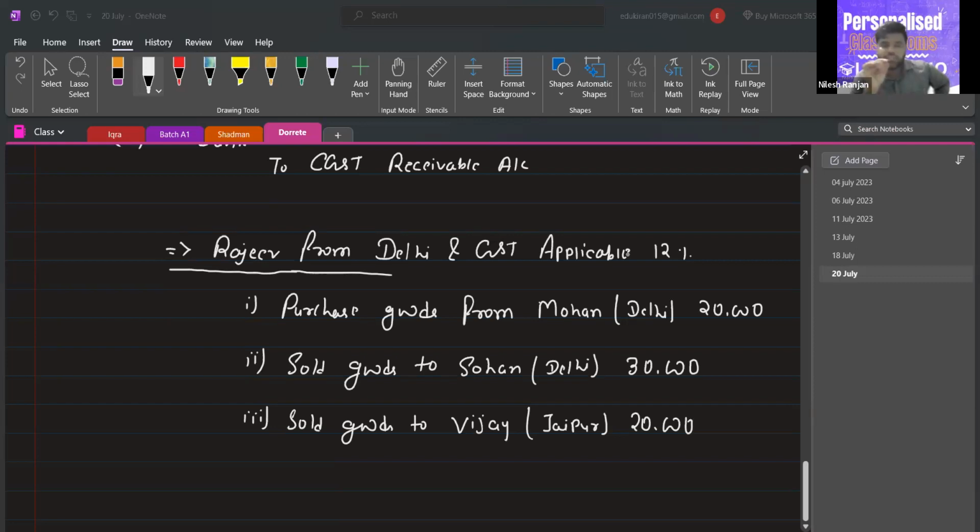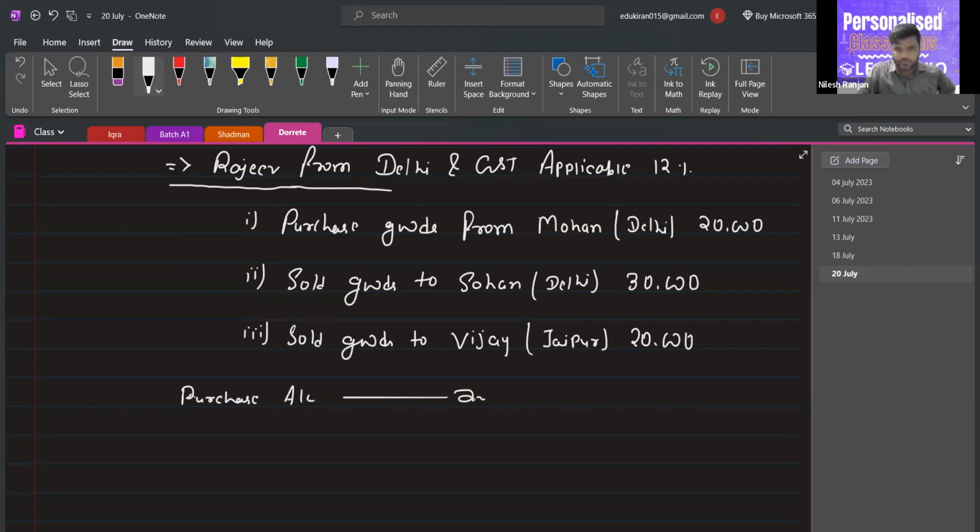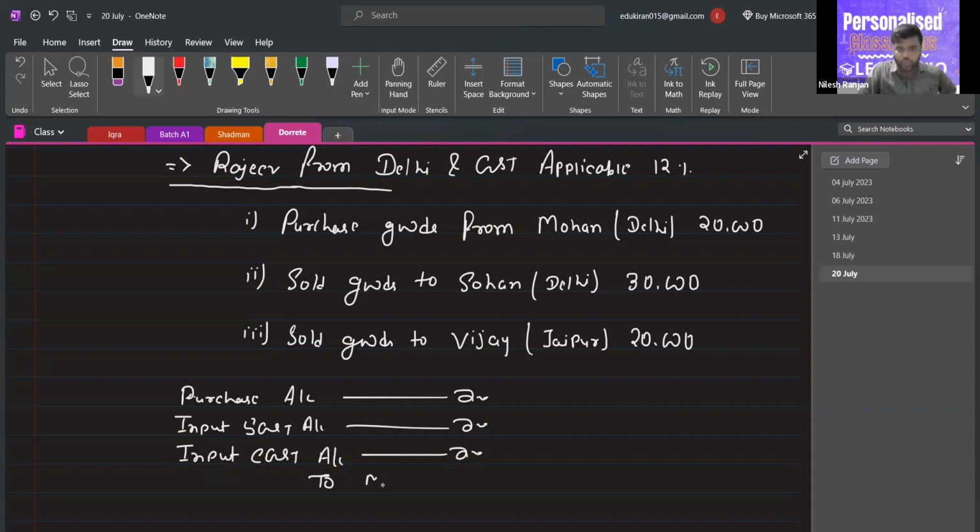Actually, the entry will be purchase account debit, input SGST account debit, input CGST account debit, to Mohan account. So 20,000 is the purchase value.